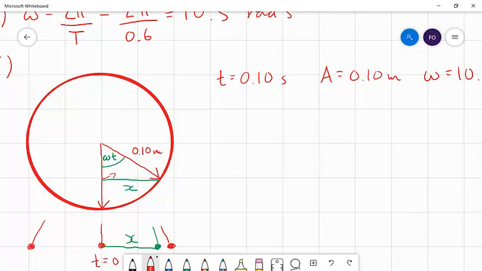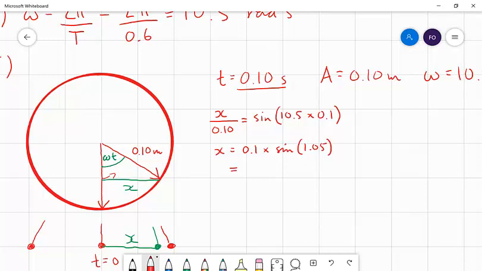So in this situation, we want to find the opposite side of the triangle. We know the hypotenuse, and we know the angle. So we can write x over 0.1 is equal to sine of omega t, where omega is 10.5 and the time that's elapsed is 0.1 seconds. So x is going to be equal to 0.1 times sine of 1.05, which is just 10.5 times 0.1. So that's what we need to figure out.